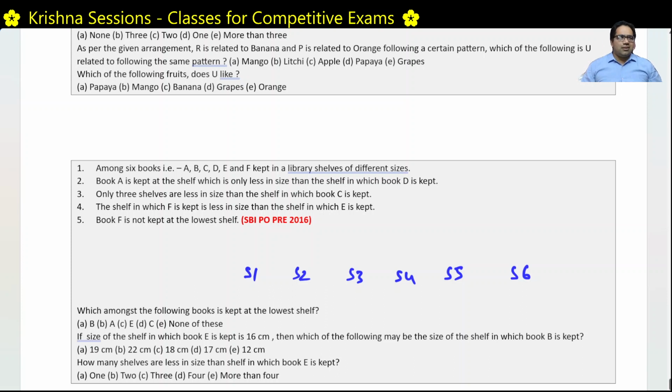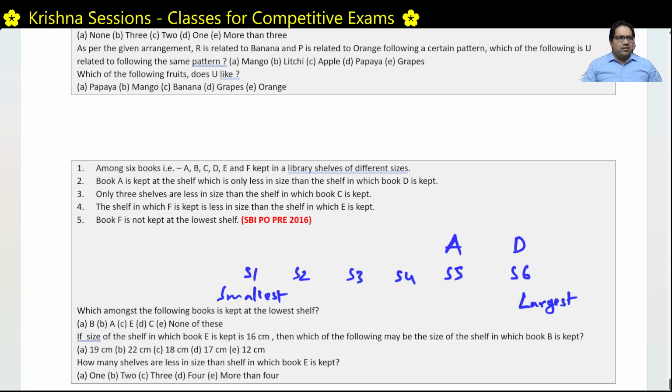What does that mean? D is the largest, right? D is in the largest shelf and A is in the second largest, right? Let's assume this is largest, S1 is smallest. So D is here, A is here.